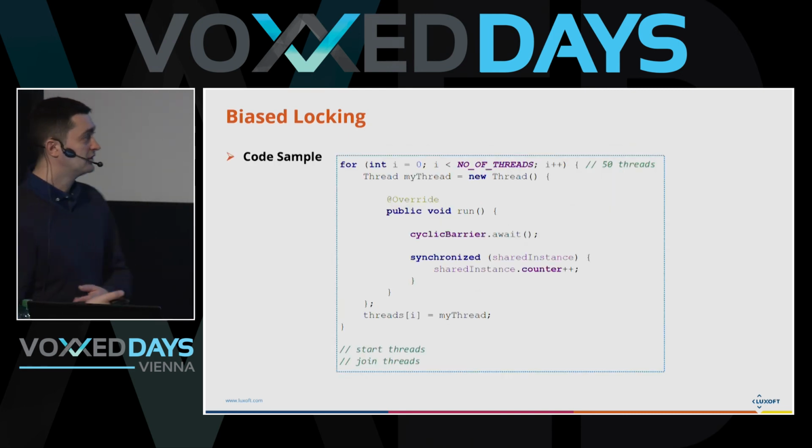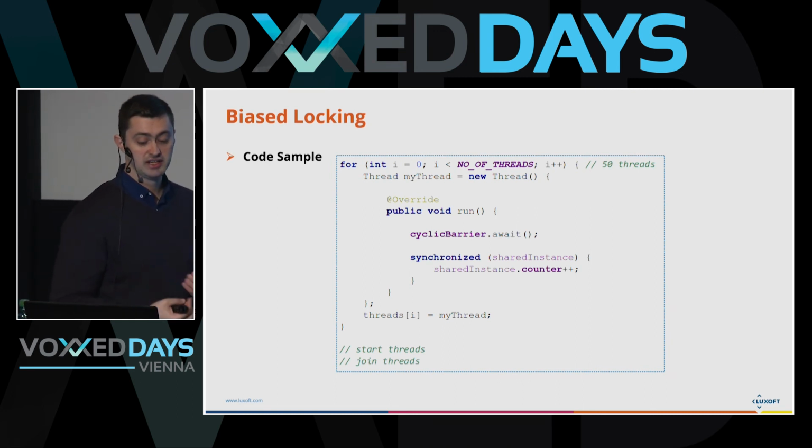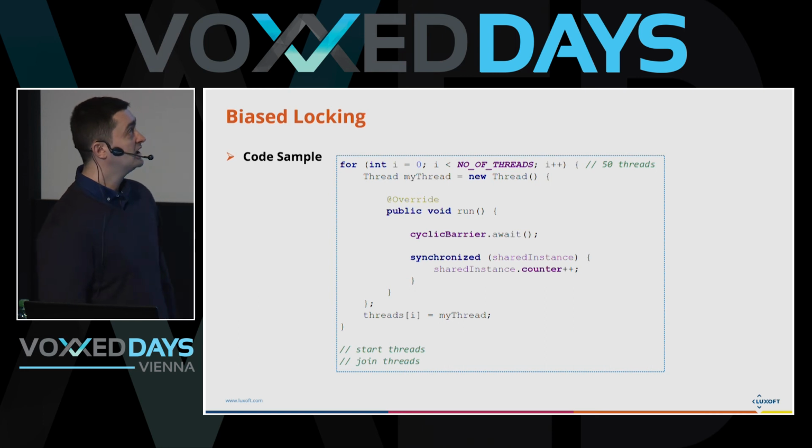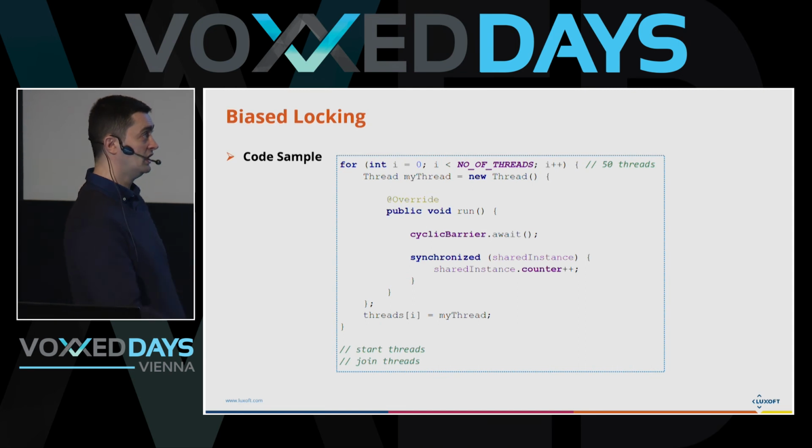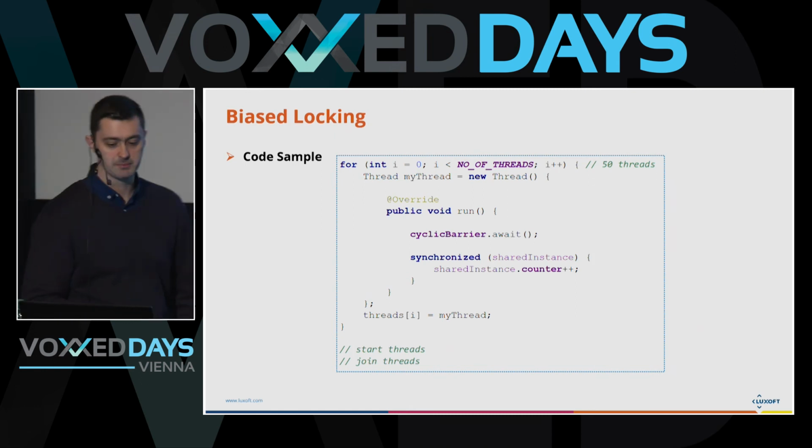I did as well some tests to check if this biased locking scheme impacts performance. In my case, I created like 50 threads. Inside each thread, I put a synchronized block on the shared instance, and each thread locking on the same shared instance incremented a counter. I started my threads in here and I joined all of them.